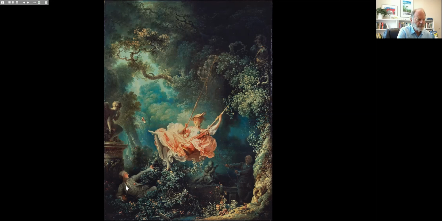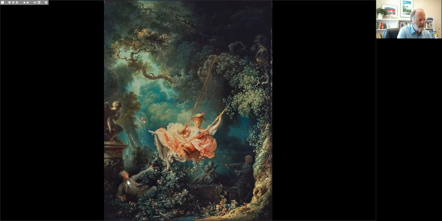The figure in the foreground, crouched down in the foliage, who was the patron who commissioned the work of art, is hidden here so that he might look up the dress of his mistress as she swings forward. And she's looking down. She seems to be aware of his presence. She's throwing her shoe up in the air at this moment, as if exulting in the pleasure and the silliness of the moment.